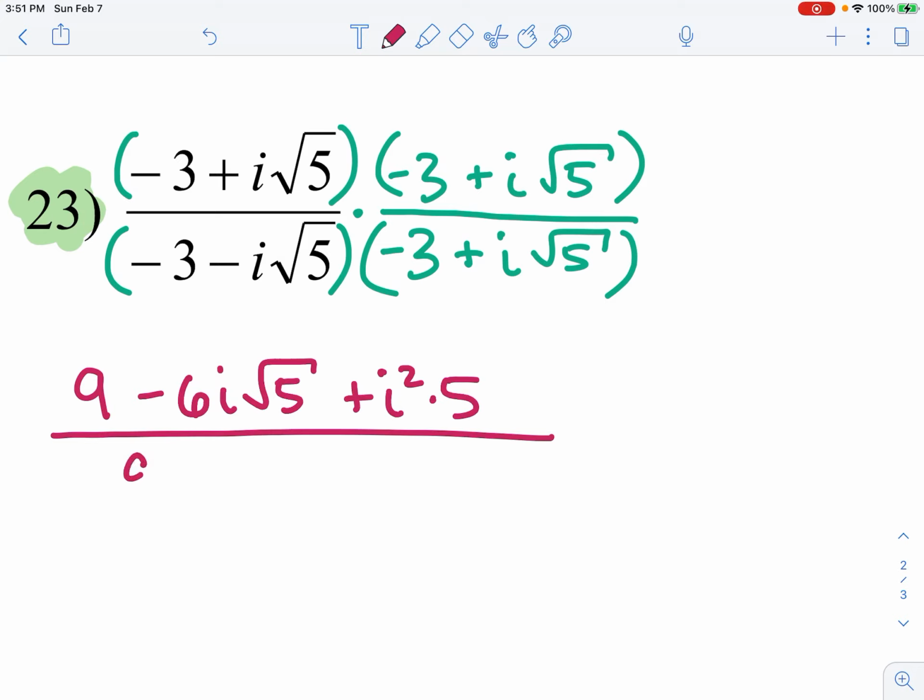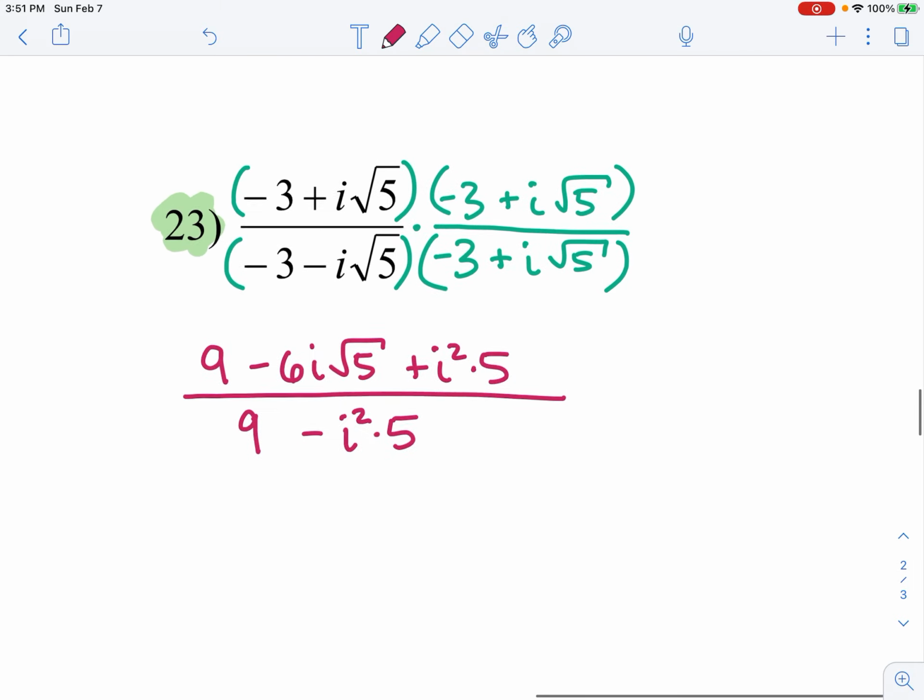Down on the bottom, I'm going to have 9. I'm going to have -3i root 5. And then here I'm going to have plus 3i root 5. Those cancel each other out. Good, that was the whole point. And then I'm left with i squared times 5.